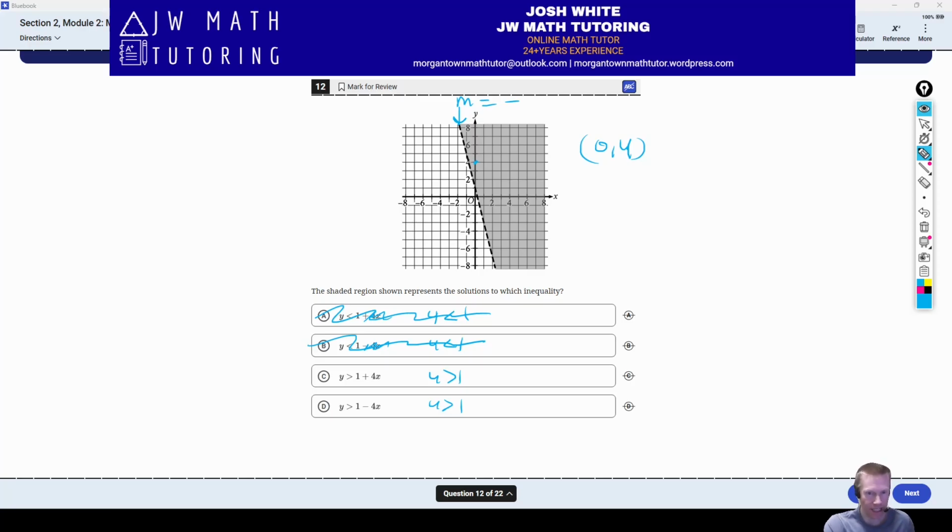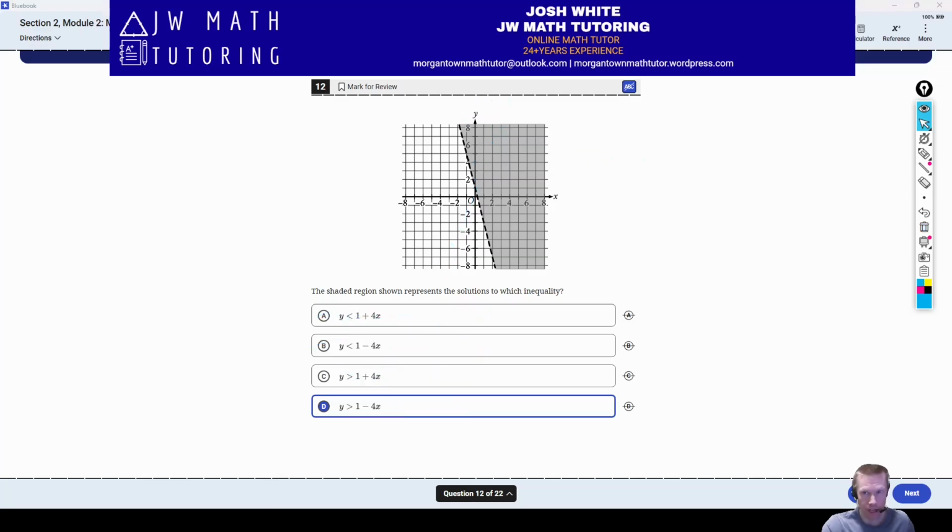Therefore, it has to be D, because D has a negative slope. C has a positive slope. In other words, if you graphed out line C, it would go through at 1 and it would go up 4, right 1. Up 4, right 1. It would look something like that, except it would be dashed, of course. So the correct answer has to be D.